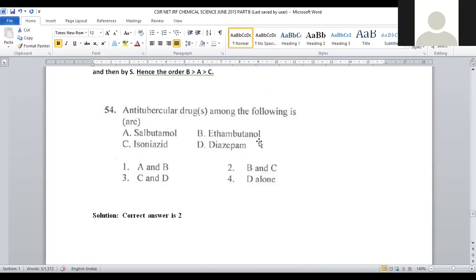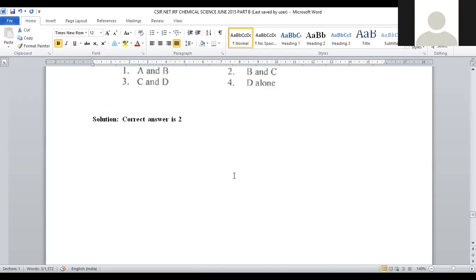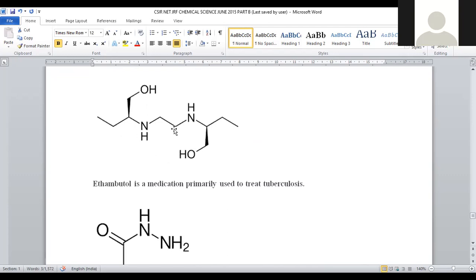So ethambutol is the selective drug for the anti-tuberculosis agent. The structure: etham stands for eth meaning 2 carbons, but meaning 4 carbons. Eth with 2 butyl and 2 amino functional groups, and hydroxy will be there. This is called ethambutol, which is a selective reagent for tuberculosis treatment.